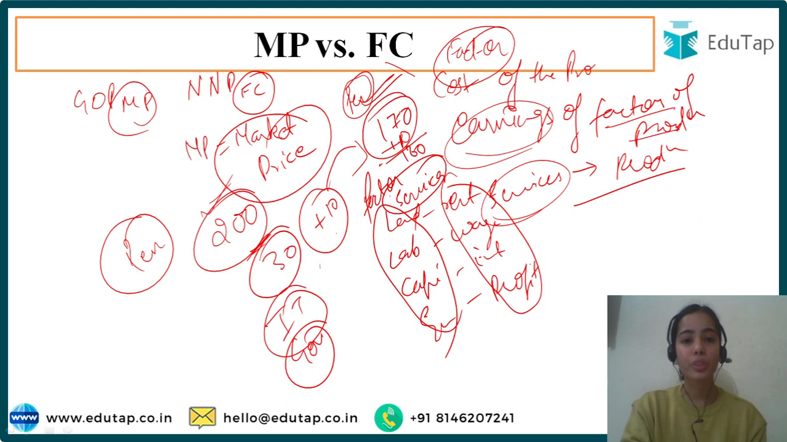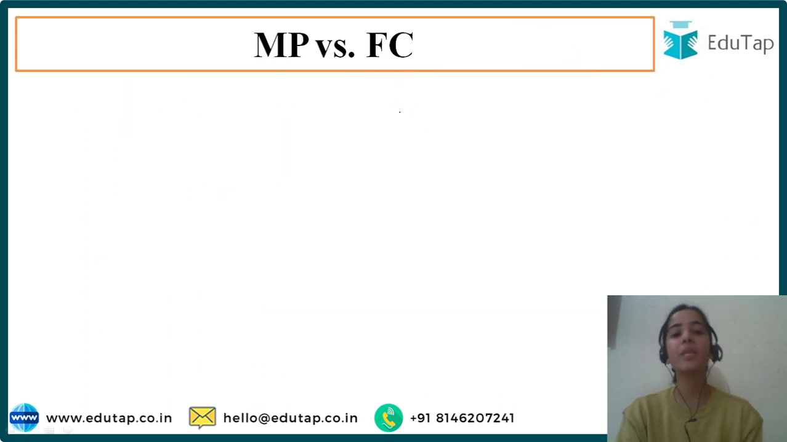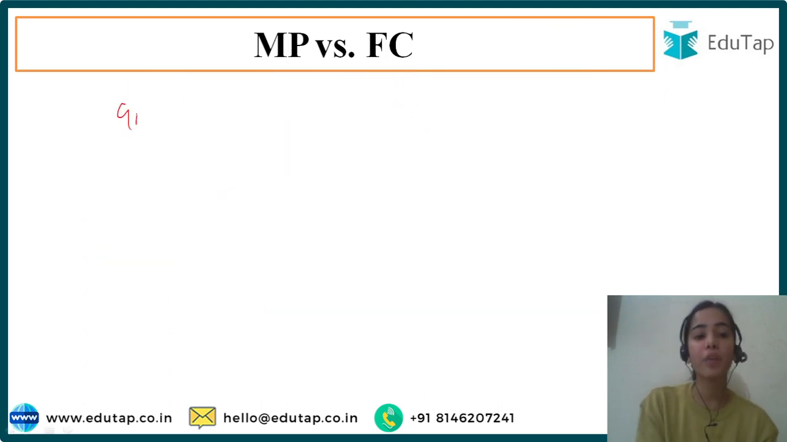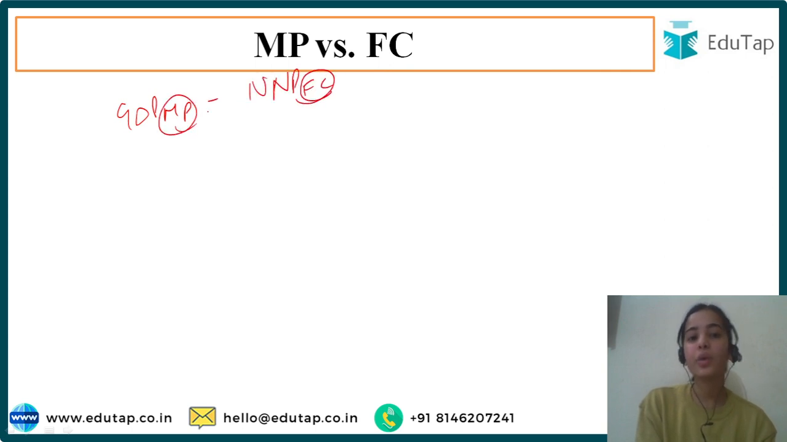So I hope you have understood the logic behind the meaning of the MP and the FC, and if you have understood the logic, you will easily be able to understand how we are converting from GDP MP to NNP FC. Let's see here, only FC to MP we have to convert.